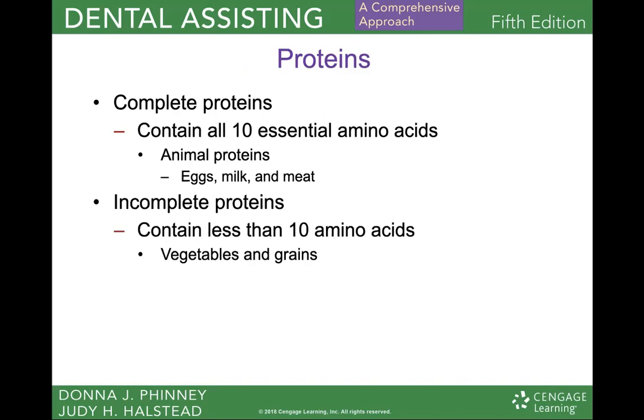It is possible to make complete proteins by combining complementary foods at the same meal. Examples are corn and beans, macaroni with cheese, and cereal with milk. It is important that the body get all 10 essential amino acids for healthy growth and repair of body tissues.